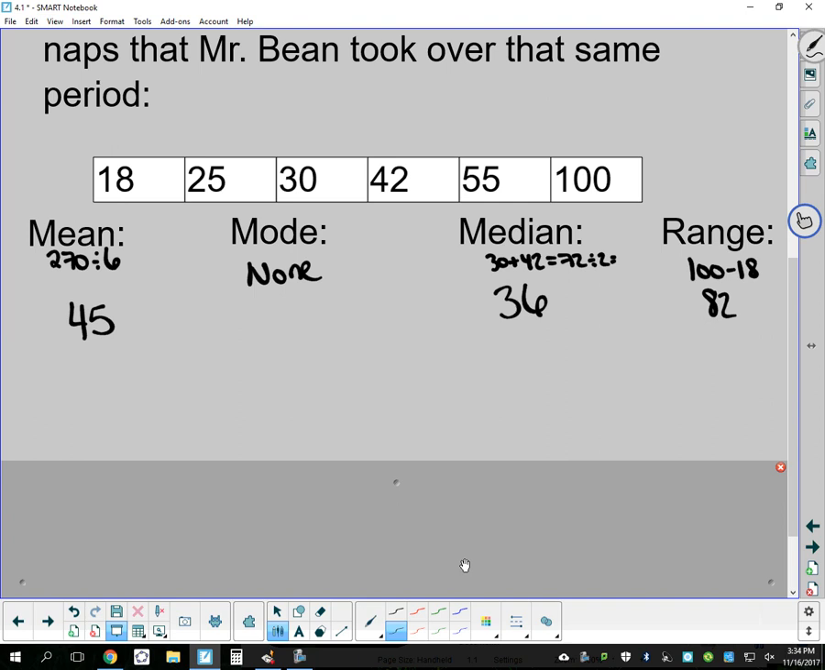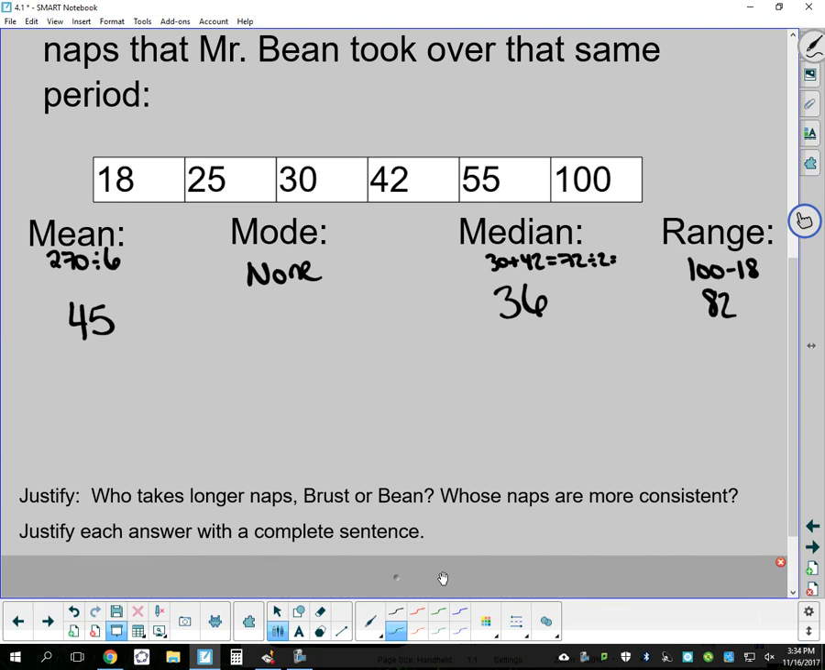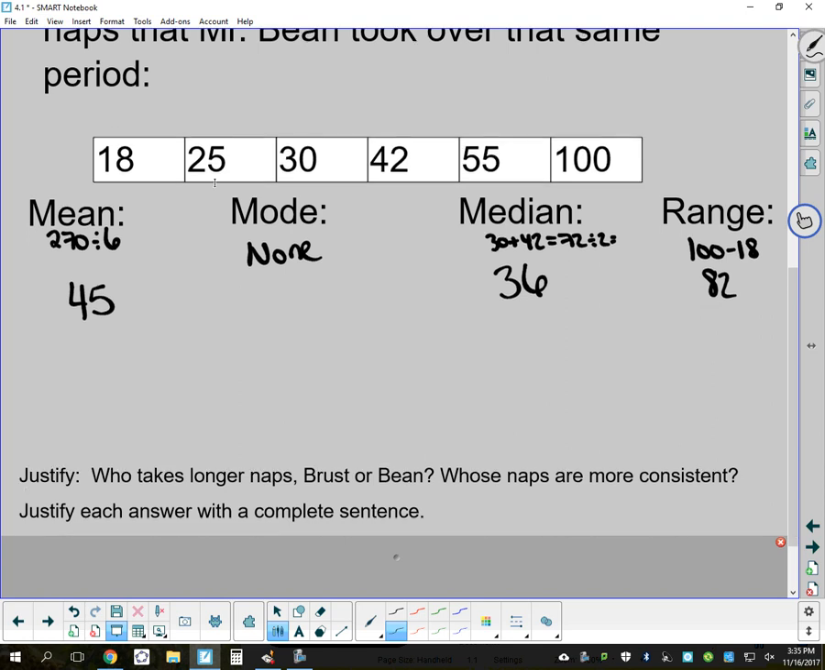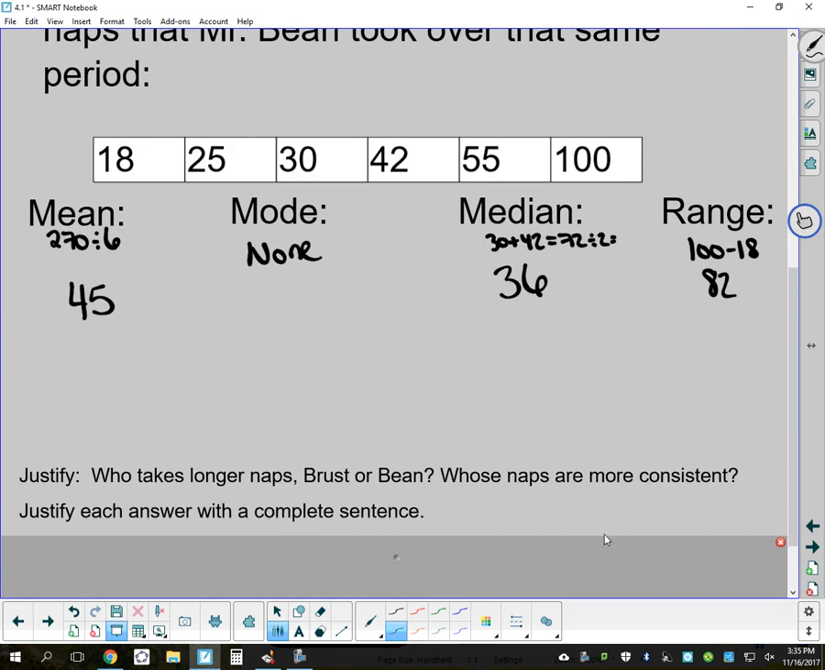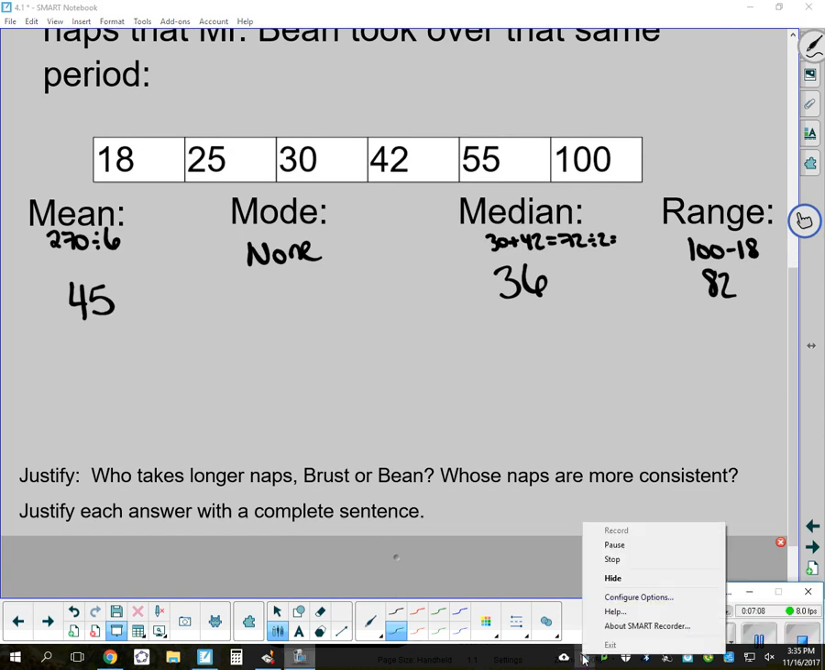So my question for you, justify this. Justify your answer. Who takes longer naps, Brust or Bean? Whose naps are more consistent? Justify each answer with a complete sentence. Think these over, compare all of your numbers for Brust and Bean, and see what you can come up with. Pause the video now and do that.